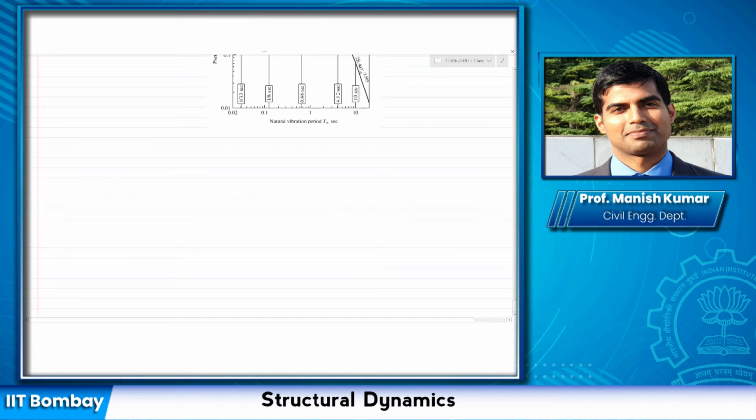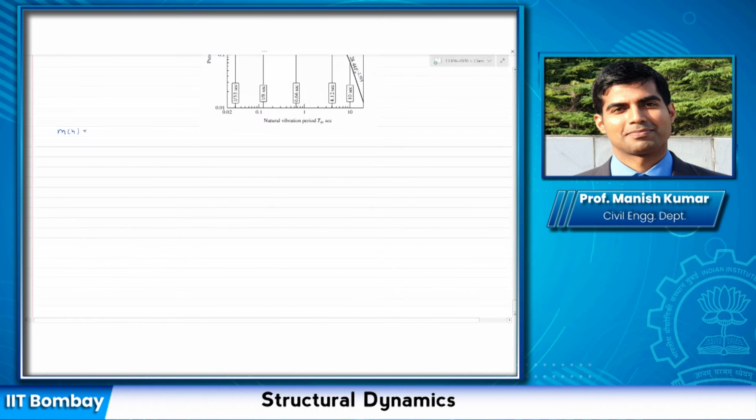Mass per unit length would be the cross-sectional area times the density of the concrete. I can find that as pi by 4 times 16 squared minus 15 squared, times 2400 kg per meter cube. That comes out to be around 47.12, so the mass per unit length is known to me.